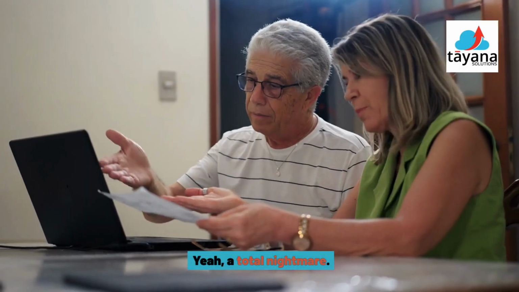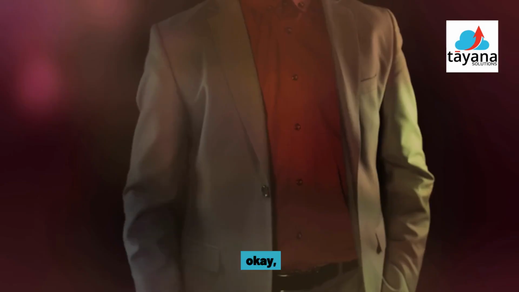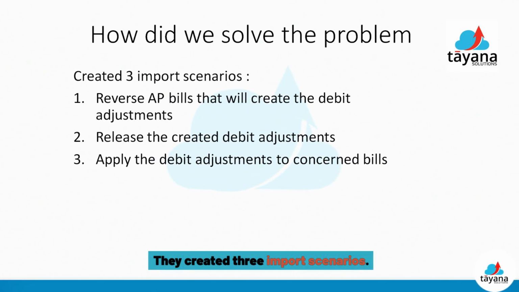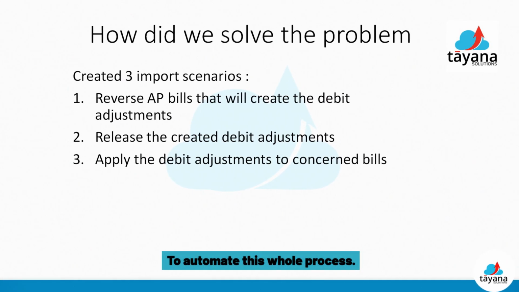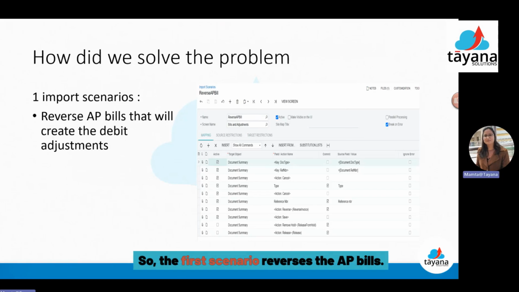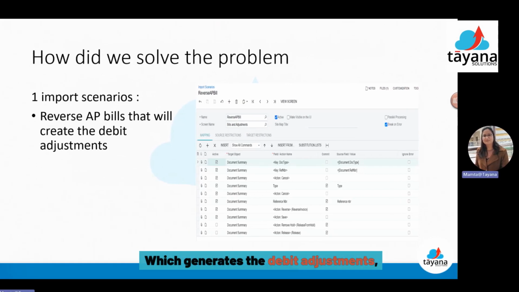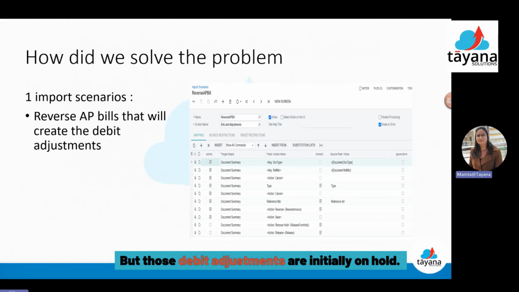So Mamta, along with her company, Tayana Solutions, came up with a really great solution. They created 3 import scenarios to automate this whole process. The first scenario reverses the AP bills, which generates the debit adjustments. But those debit adjustments are initially on hold.